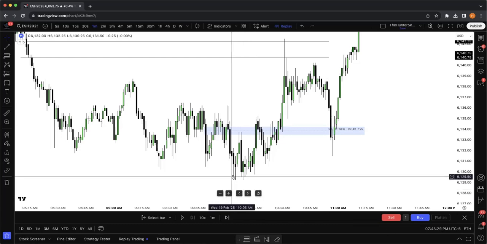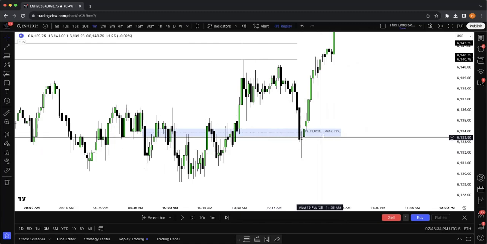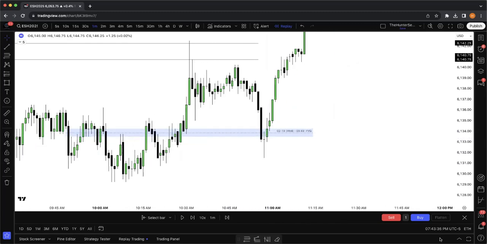Something else that we're tending to look at in here is when price runs from 949 and it goes straight up into.